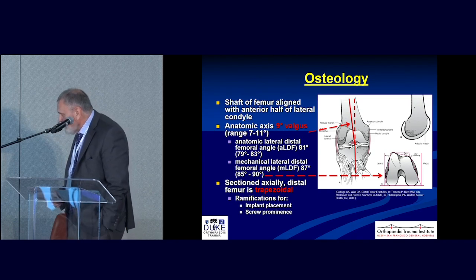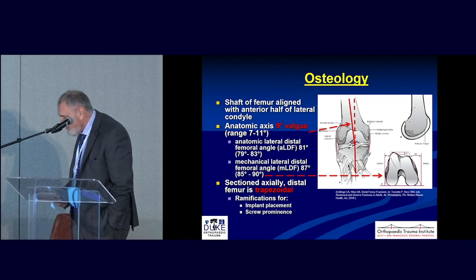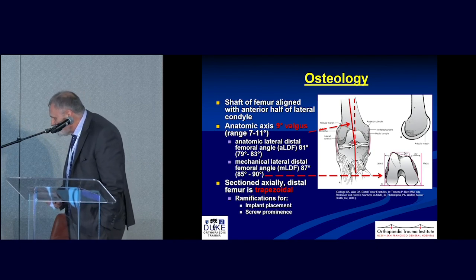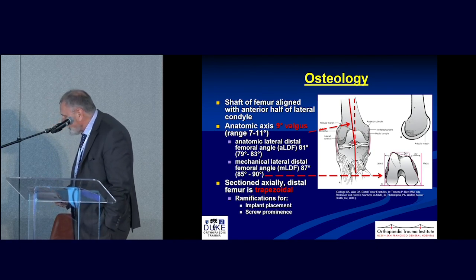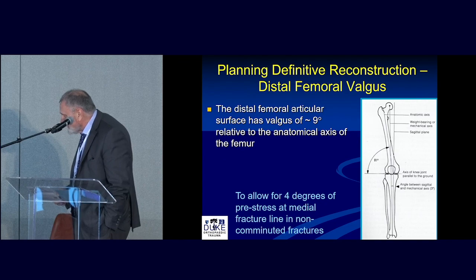I had to think a little bit about the shape of the bone. The distal part of the femur is a trapezoid. We all remember that from our teaching, and so you have to be careful of that when you're putting implants in and things like that.